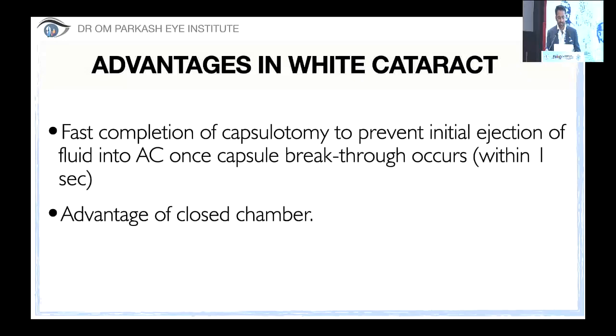So let's talk about how I'm going to discuss a few complex cases in FLACS, like how FLACS has an advantage in white cataract because you have fast completion of capsulotomy to prevent initial injection of fluid into the AC once capsule breakthrough occurs. So you can do it titrated within 1 second, so that before the fluid comes out, the capsulotomy is completed. And then you have the advantage of a closed chamber.